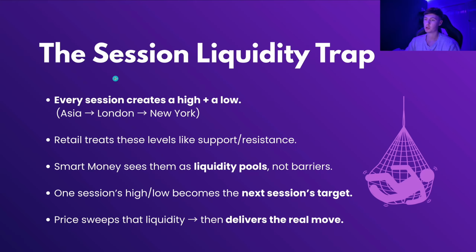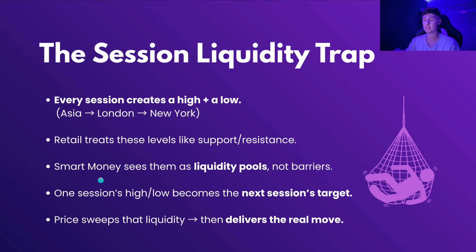Okay, so the session liquidity trap. Every single session in the market creates a specific high and a specific low. It doesn't matter whether it's the Asia session, London session, New York session, a previous New York PM session, or a previous New York AM session. All of these sessions every single day create a specific high and a specific low. In retail eyes, they treat these levels like support and resistance. For example, if we get a London low and now we are trading inside of New York session, the retail traders from New York session who are specifically trading breakout models will look to see a break below that London low and then they will go short.